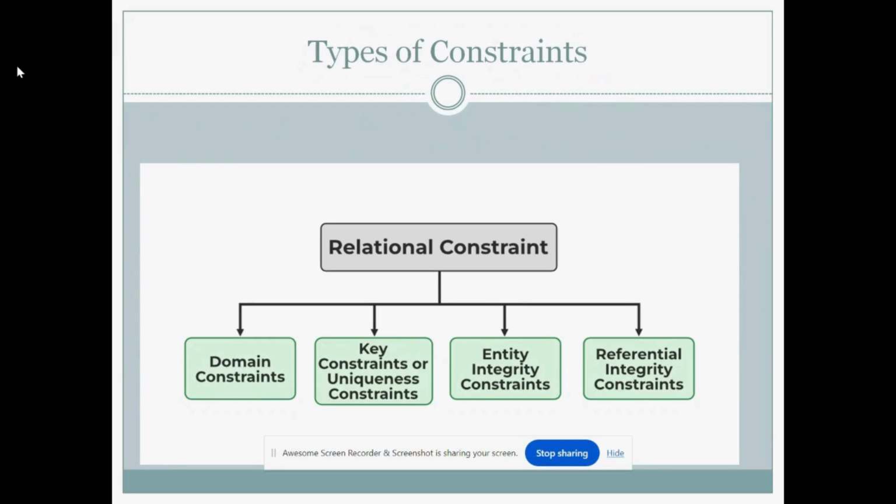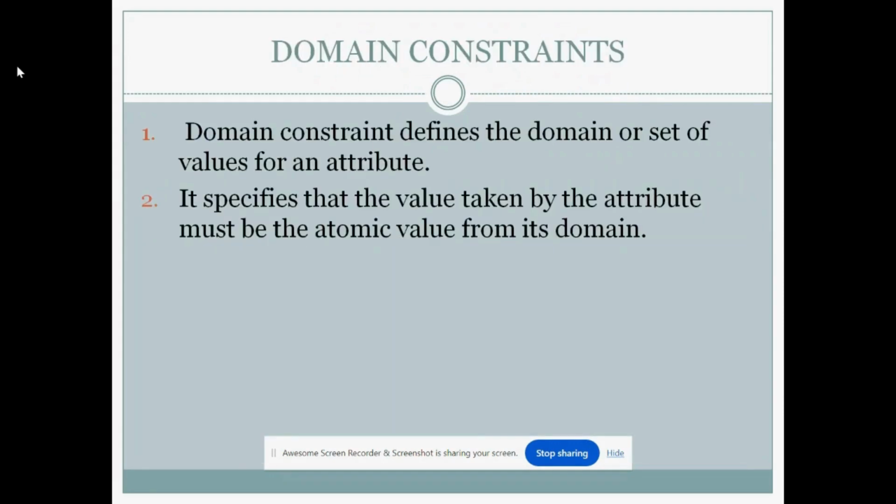Now coming to the types of constraints, there are four types of constraints: domain constraints, entity integrity constraints, referential constraints, and the last one is key constraints. Now coming to the first constraint, that is domain constraints. Domain constraints define the domain or set of values for an attribute. It specifies that the value taken by the attribute must be an atomic value.